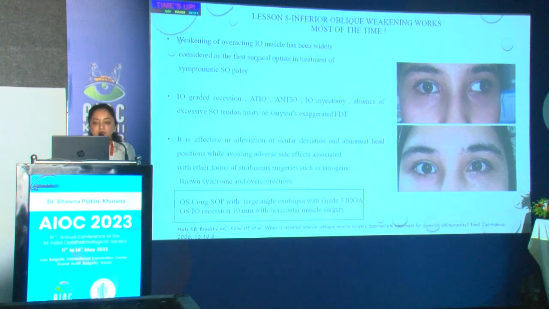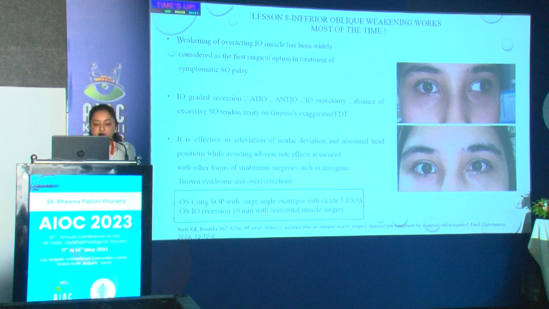Lesson number 8, inferior oblique weakening might work most of the time. It has been widely considered as the first surgical option in the treatment of symptomatic SO palsy. So, IO surgery in the form of graded recession, ATIO, ANTIO, myectomy might be considered, especially in cases where there is absence of excessive SO tendon laxity confirmed on Guyton's exaggerated FTT.